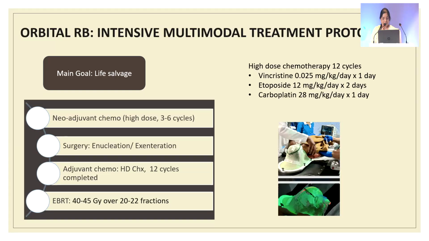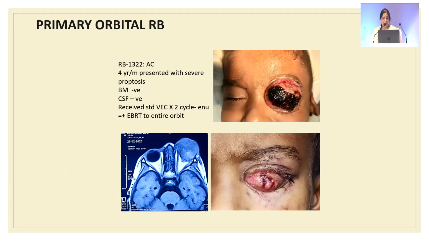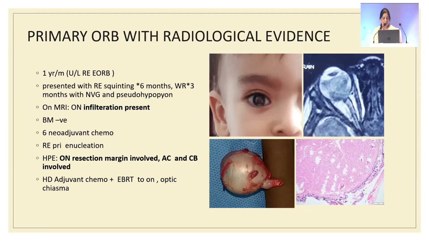per day. Here is a patient with primary orbital retinoblastoma. Bone marrow and CSF are negative, and the patient has so far received just 2 cycles, but he will be undergoing enucleation. This photograph is after 2 cycles of chemo, and then he will be subjected to radiation to the entire orbit.